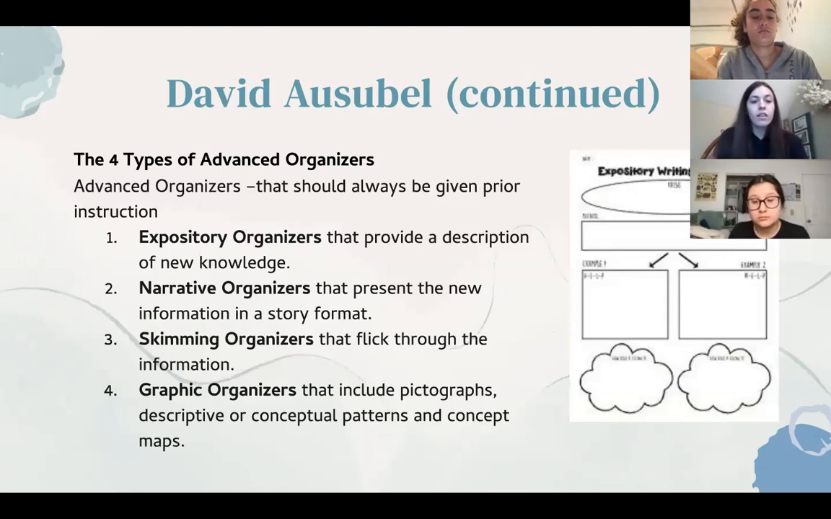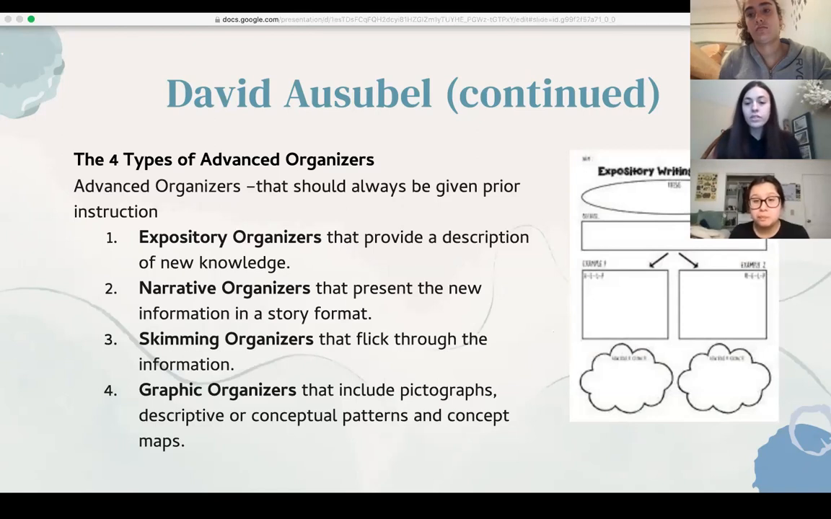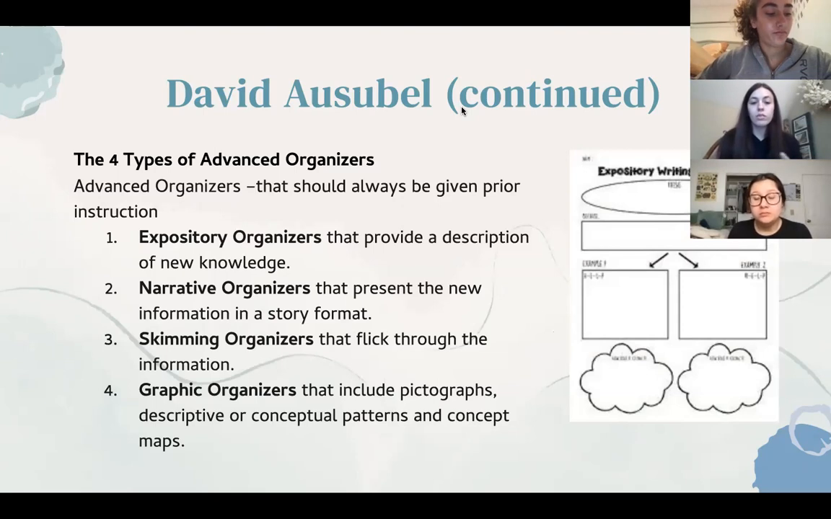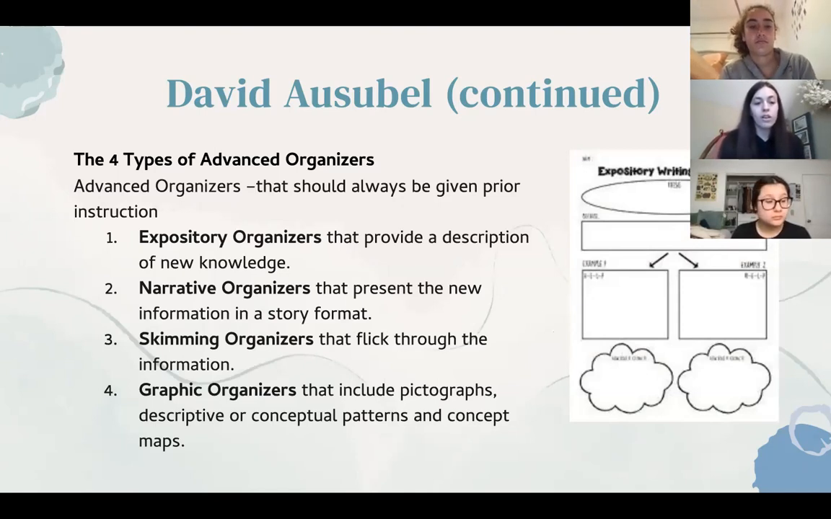Along with that, he really emphasized the importance of advance organizers. The purpose of this is to provide a meaningful organizer that, once again, bridges the gap between what the students already know and what is going to be learned and what the teacher is going to teach them. And so here are 4 types of organizers that Ausubel put into the subsumption theory that he thinks are relevant: the expository organizer, the narrative organizer, skimming organizers, and graphic organizers.